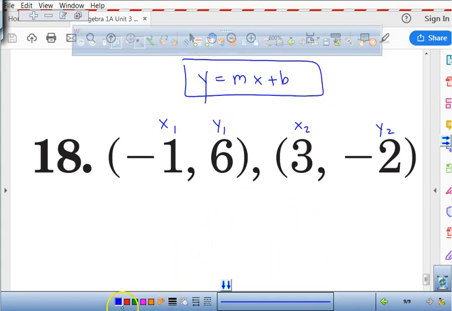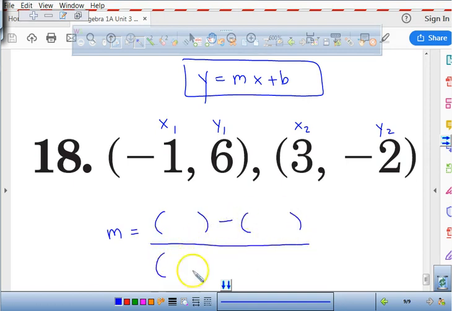Alright, first thing we're going to do is show you guys how to do this by hand. So the first thing I'm going to do is find the slope. Whenever you're trying to figure out what the slope is, you have to be able to use this formula. Okay? You're like, what formula are you talking about? It's y2 minus y1 over x2 minus x1. Okay? So I've labeled everything.